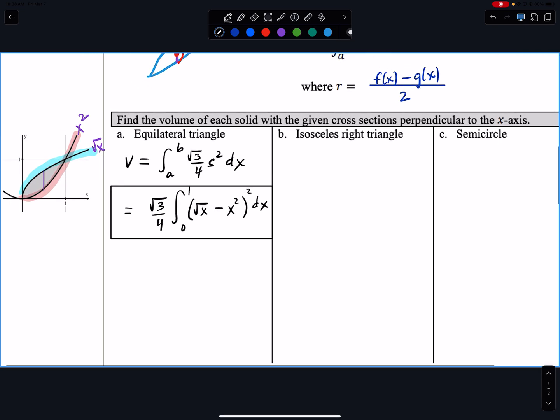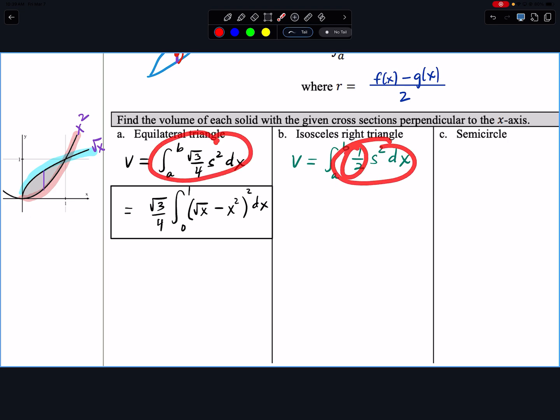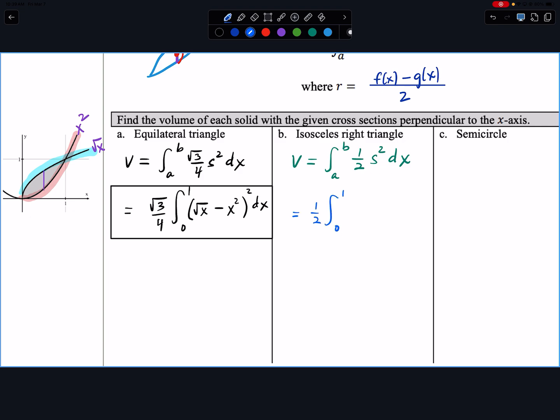Okay. If it's the same problem, but my cross sections are isosceles right triangles. So formula is what? V is equal to the integral from a to b of 1/2 s squared dx. So you guys see how it's literally the exact same thing, but the only difference is the fraction. Okay, so my answer is going to be almost the exact same. It's going to be 1/2 times the integral from 0 to 1 of square root of x minus x squared dx.